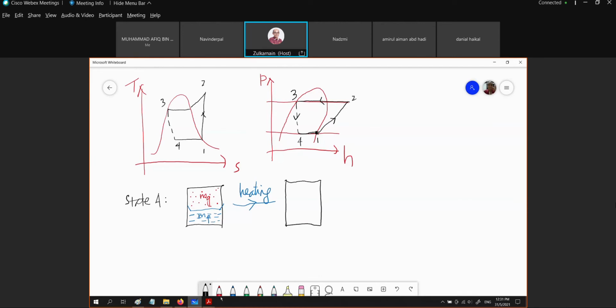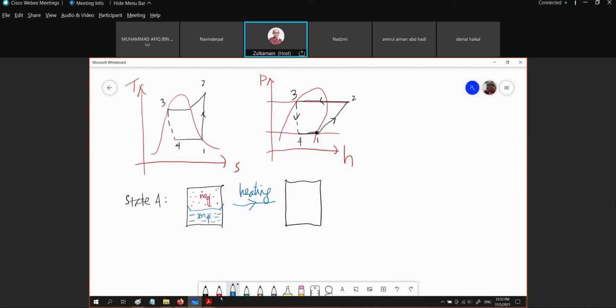How come we have more gas? Because the liquid part is going to be converted to saturated vapor, correct? Yes. Meaning that when I heat it up, what happened to this mg?